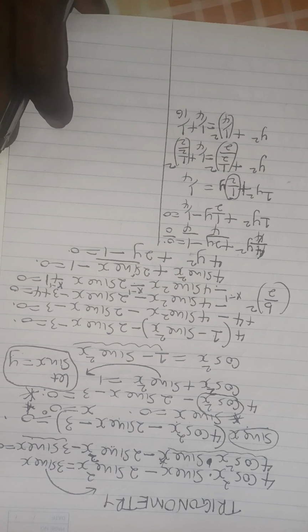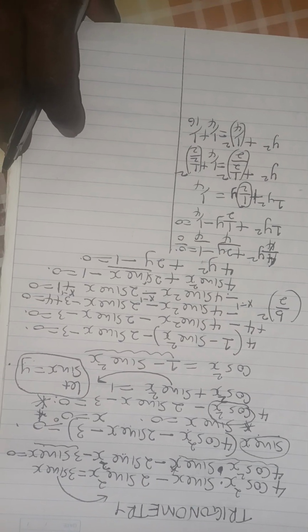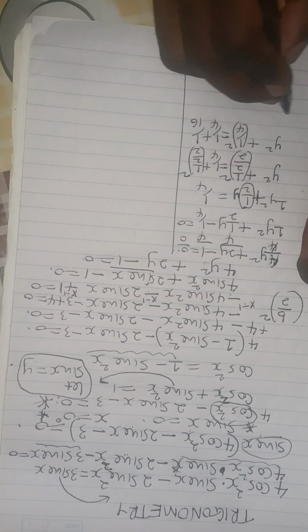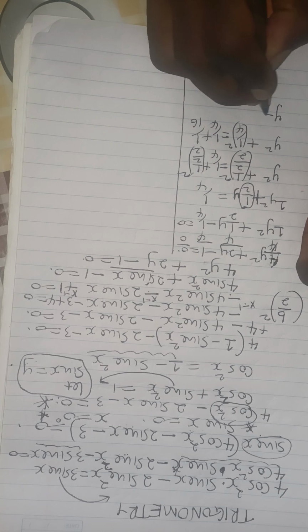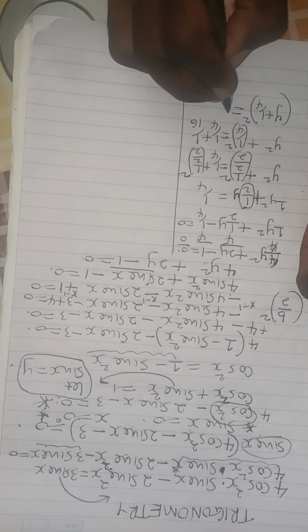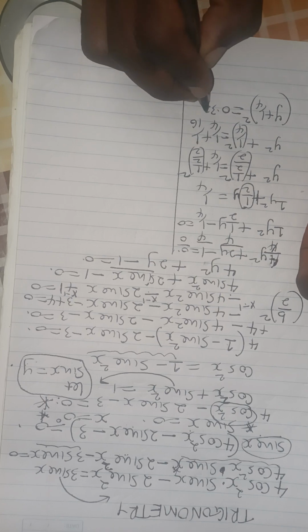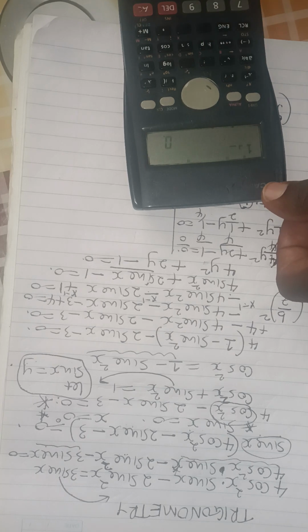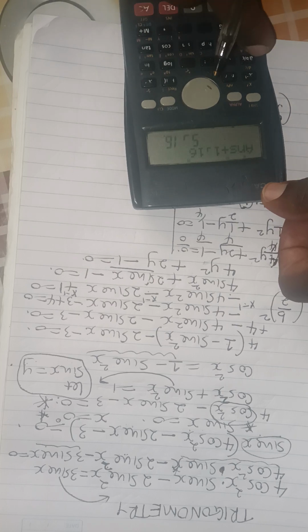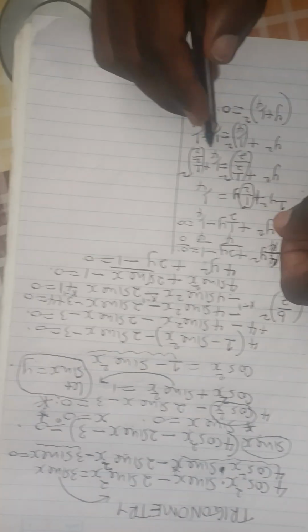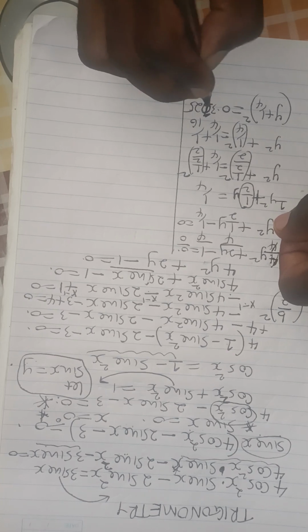Okay, that is it. So we can proceed, so you can get the answer. We are going to have y plus a quarter squared should be equal to 0.3125. Let me check. So 1 over 4 plus 1 over 16 is 0.3125.